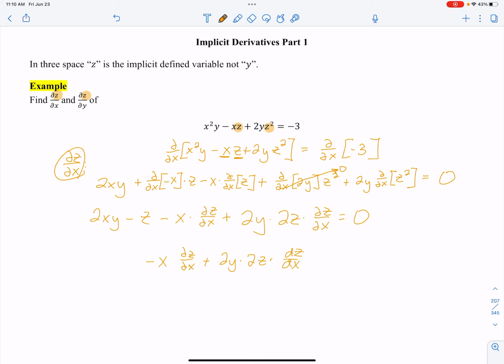Okay, and then I can keep going. This is equal to, now I'm going to move everything else to the other side, so I get z minus 2xy. That's moving those over. Now notice I can solve, or factor rather, this ∂z/∂x. These should be partials. It's a bad habit. So ∂z/∂x, with the partial, times negative x plus 4yz equals z minus 2xy.